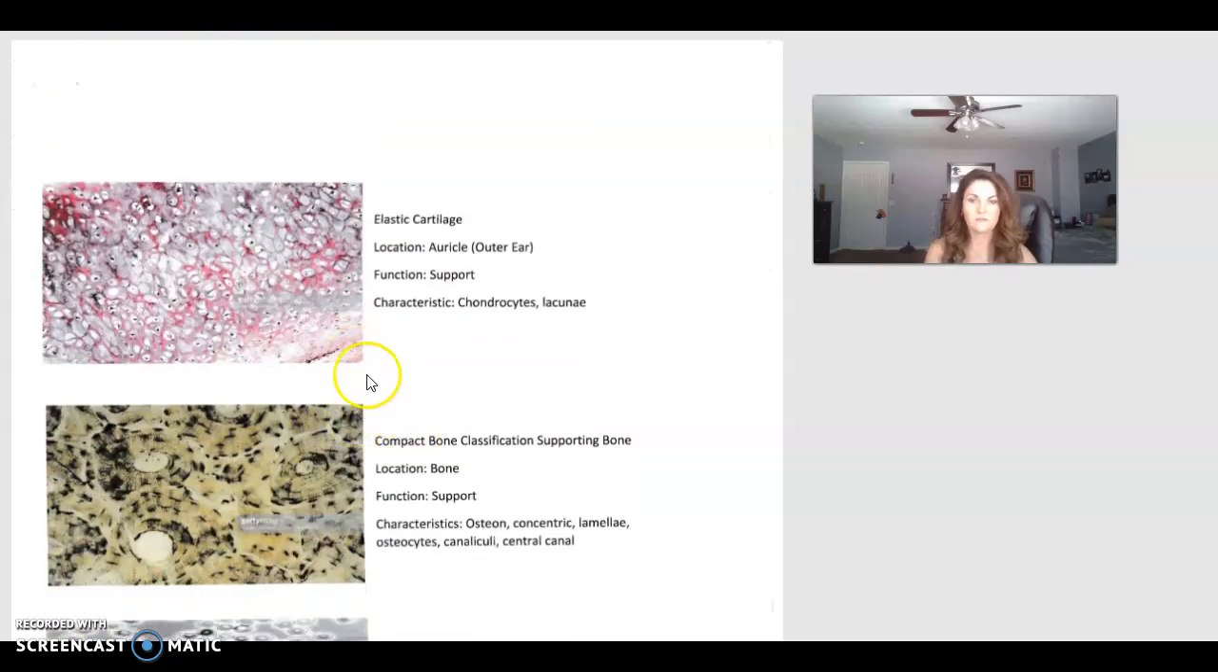I was a little fascinated with the elastic cartilage located in the auricle, which is the outer part of the ear. Its function is support, and characteristics are chondrocytes and lacunae, and that allows for the support or the movement of the ear here. Now, I know we didn't go too much into compact bone, but it is part of the supporting bone, so I'm not going to go too much into the osteon.